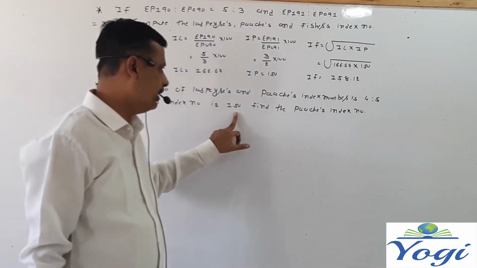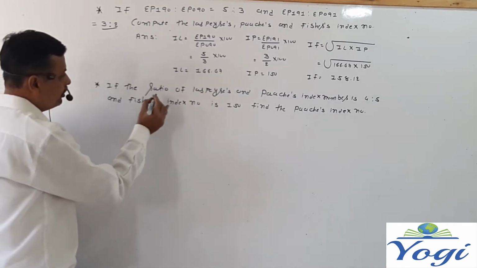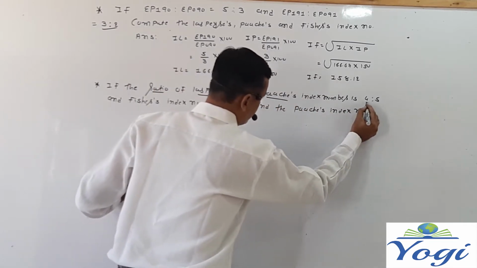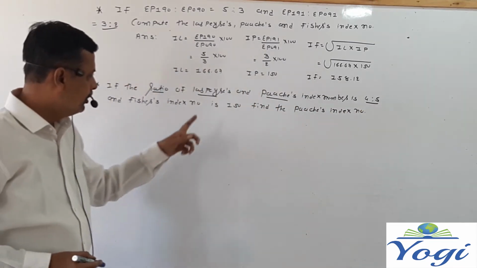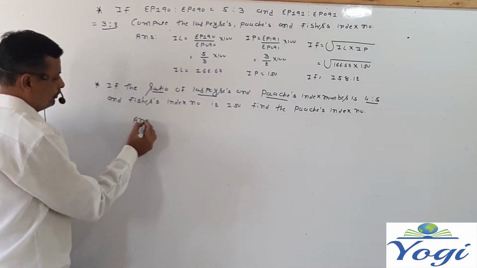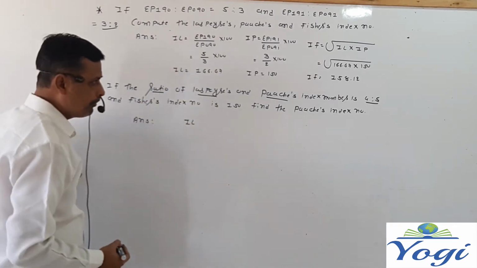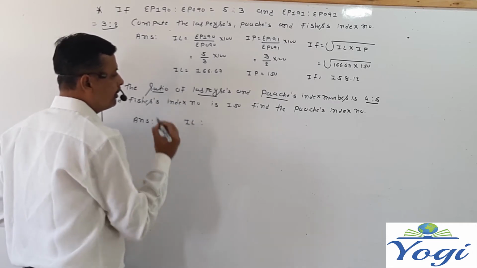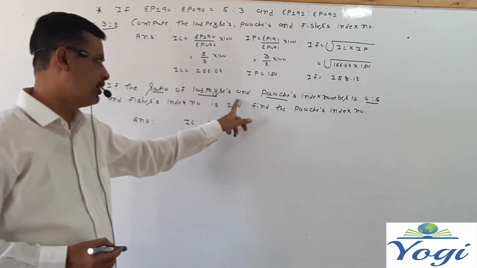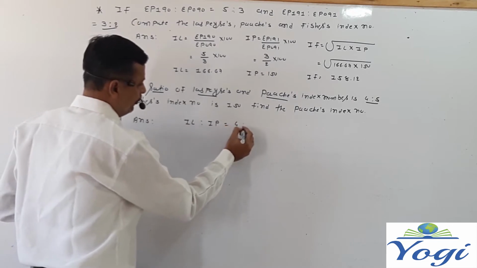Now here, if the ratio of Laspeyres and Paasche's index number is 4 is to 5 and Fisher's index number is 150, find the Paasche's index number. So here the ratio between Laspeyres and Paasche's index is given as 4 is to 5. Laspeyres index is denoted by IL. The Laspeyres to Paasche ratio is 4 is to 5.